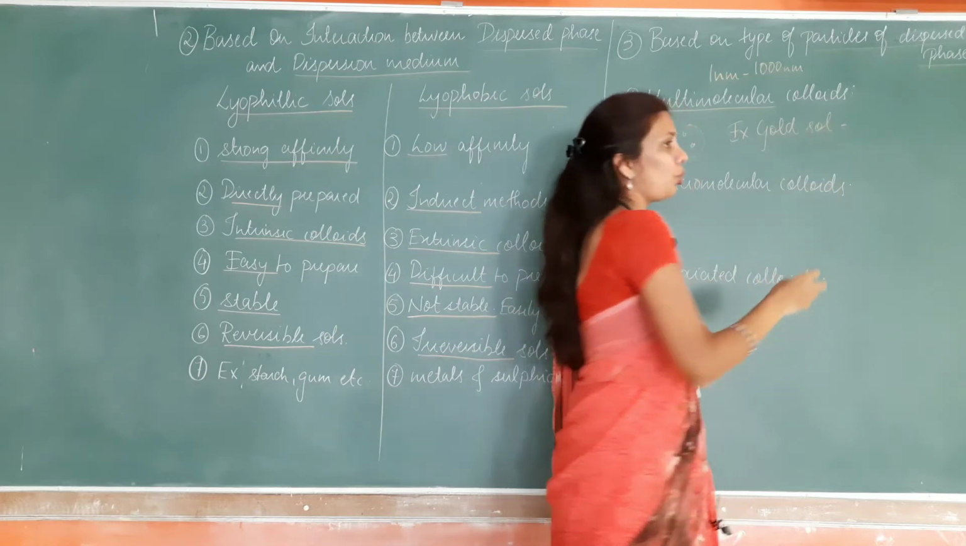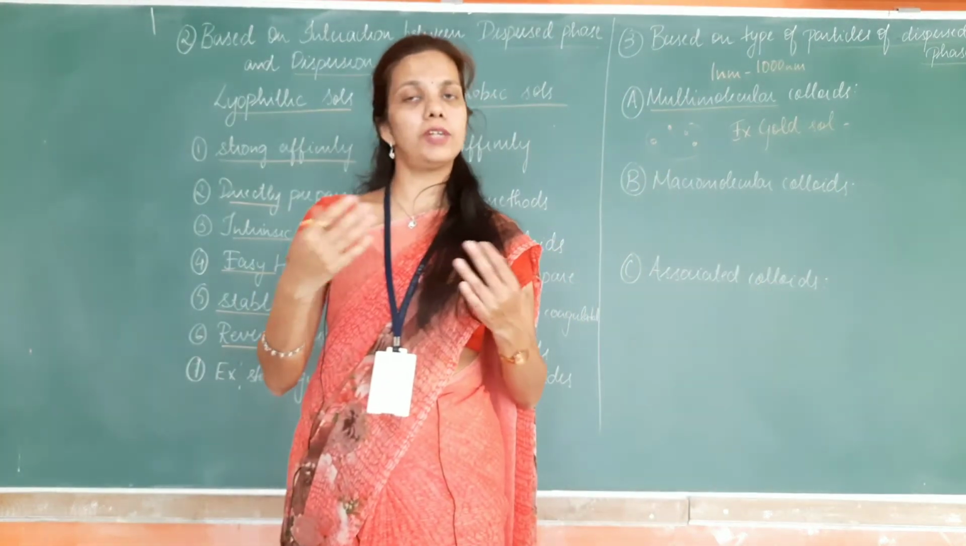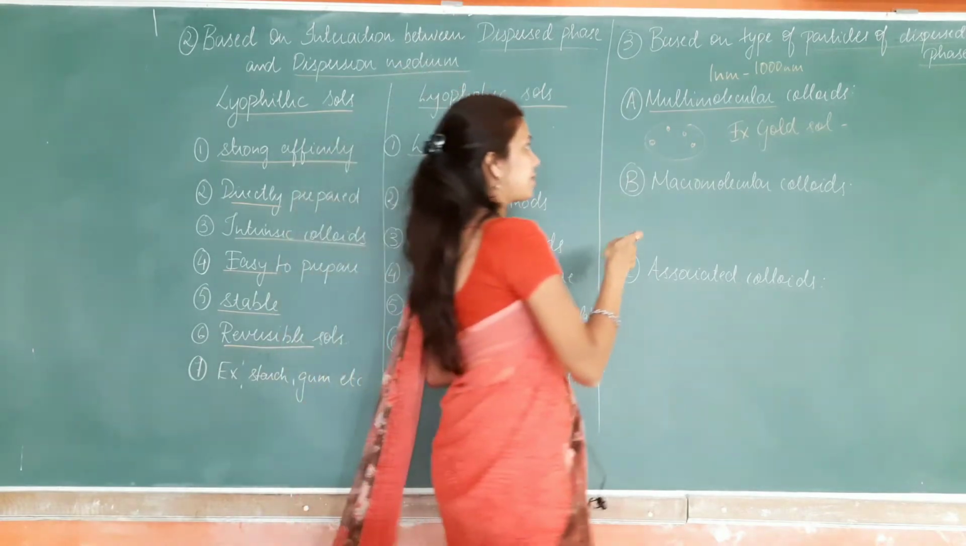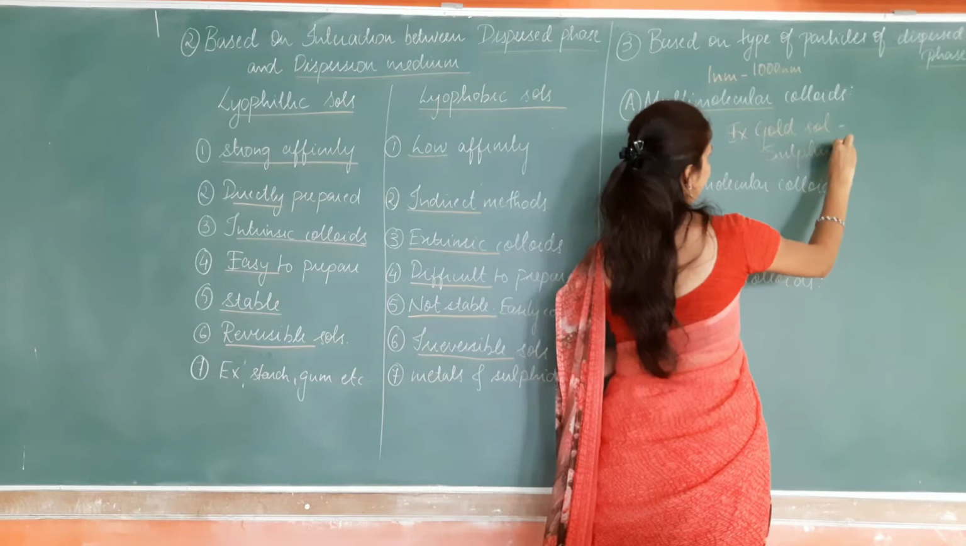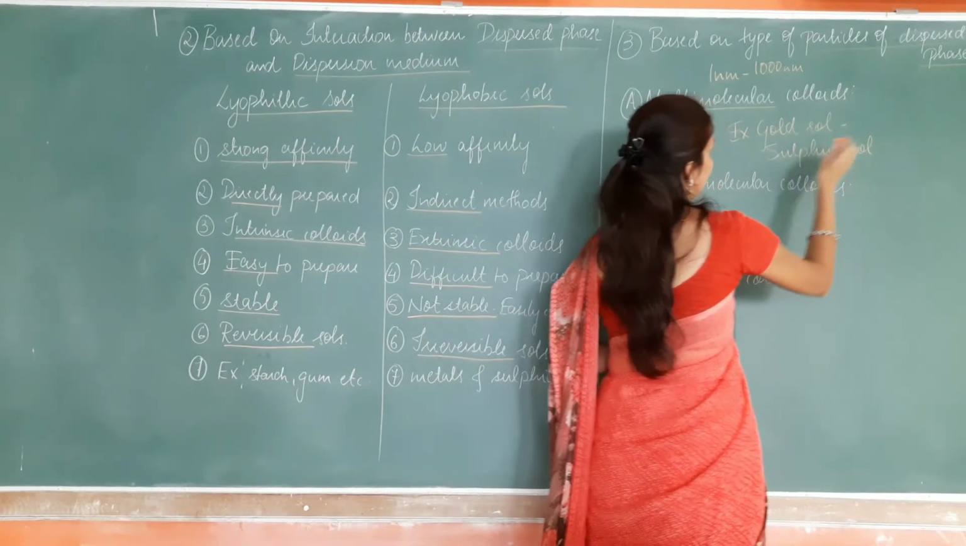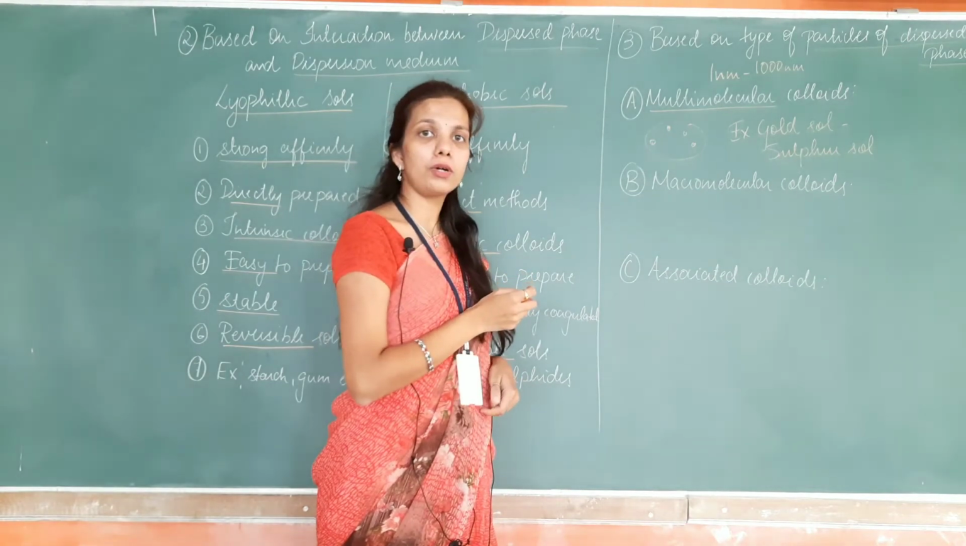Now this gold sol is formed by various atoms of different sizes. Another example is sulfur sol, which is also a very common example of multimolecular colloids.